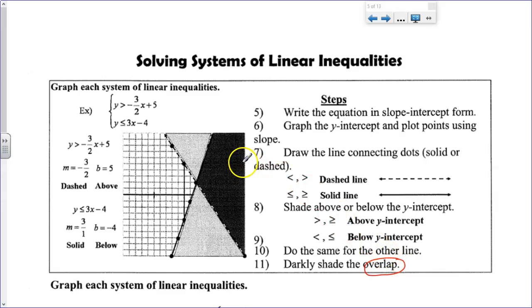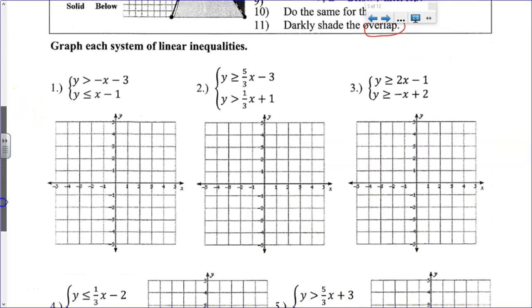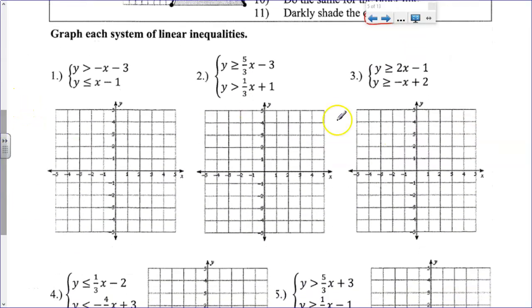answer. Okay, so if we look here and we graph this one, it is a dashed line shaded above. This one is a solid line shaded below. Okay, so let's go look at an example. All of these are solved for y for us.